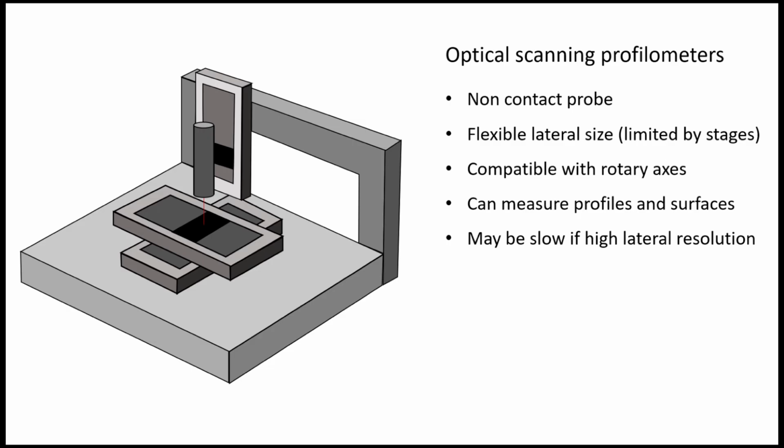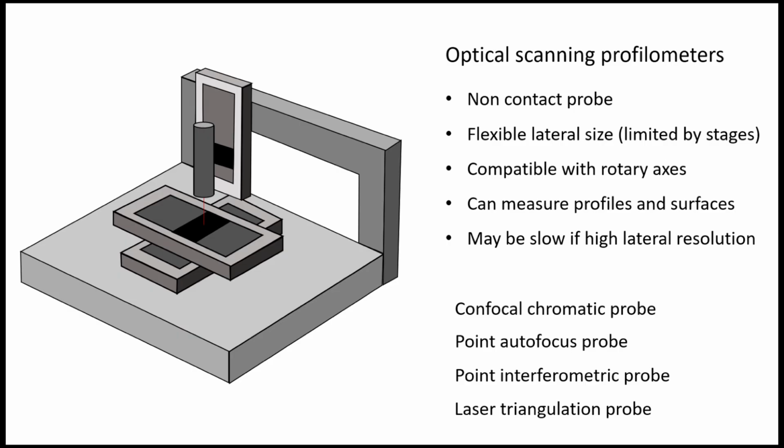These instruments are ideal for measuring large parts, as the lateral size depends on the travel of the X and Y stages. The most common probes found in these systems include chromatic confocal probes, point autofocus probes, point interferometric probes, and laser triangulation sensors. Each technology has its strengths: confocal for the ability to measure reflective surfaces, interferometry for its precision on smooth materials, and laser triangulation for fast acquisition on rougher textures.